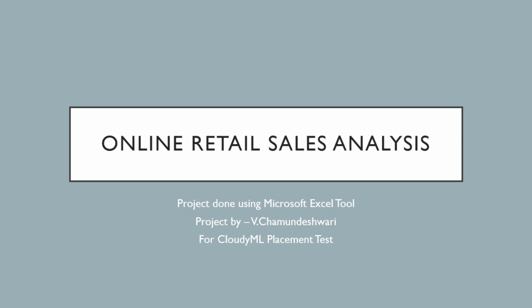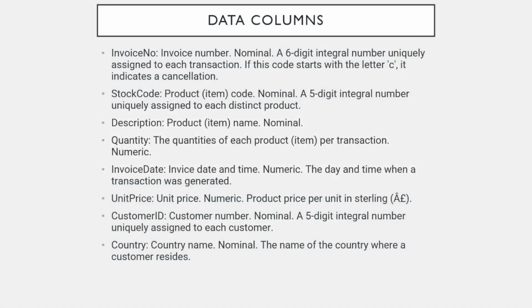My name is Chamundeshwari. Today I would like to make a supplementary explanation video for the analysis done on the online retail sales dataset as a part of the placement test series for CloudyML. The data source is provided by CloudyML in Excel format and it has 8 data columns in 2 Excel sheets for years 2009-10 and 10-11, and it has a range of cells. To be precise, combining both the Excel sheets, we have a little over a million rows which need to be analyzed. Let's start with the data columns.